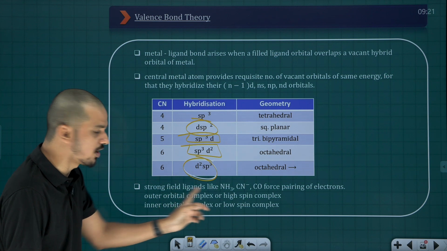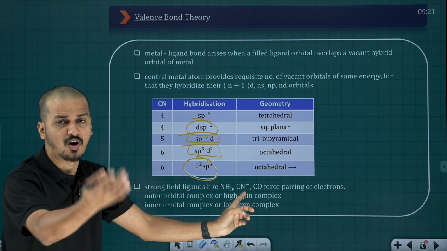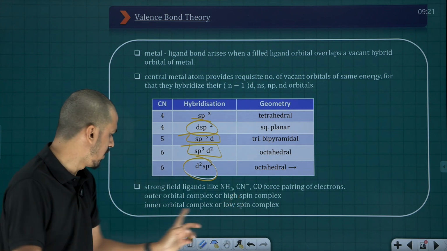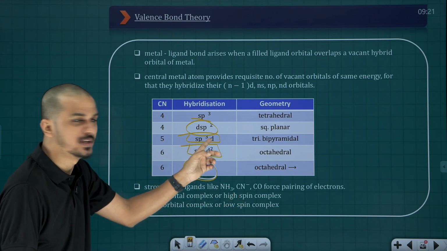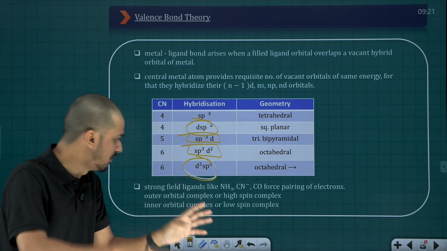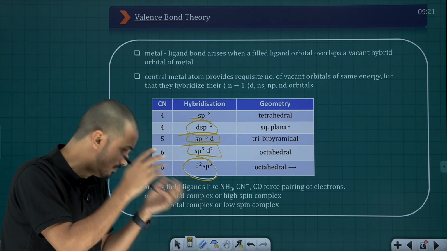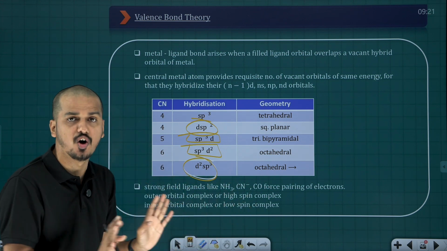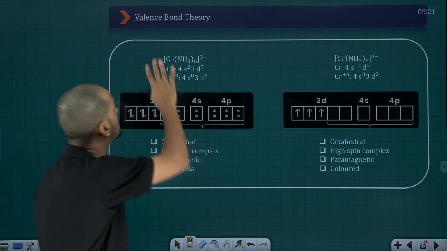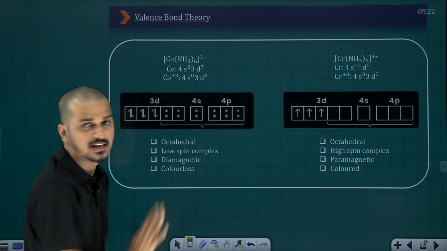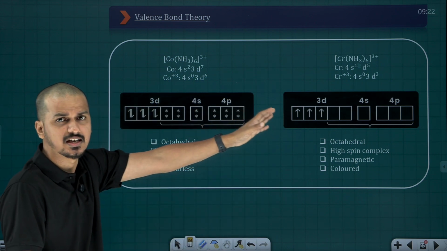One more thing, outer orbital complexes, that means sp3d2, sp3d, are actually high spin complexes. There is no pairing, so high spin complexes. Inner orbital complexes, that means d2sp3, dsp2, are actually low spin complexes. Their spin is less, they are mainly paired automatically. Again, regarding valence bond theory, I have given 2 examples here to understand. You already went through many examples.